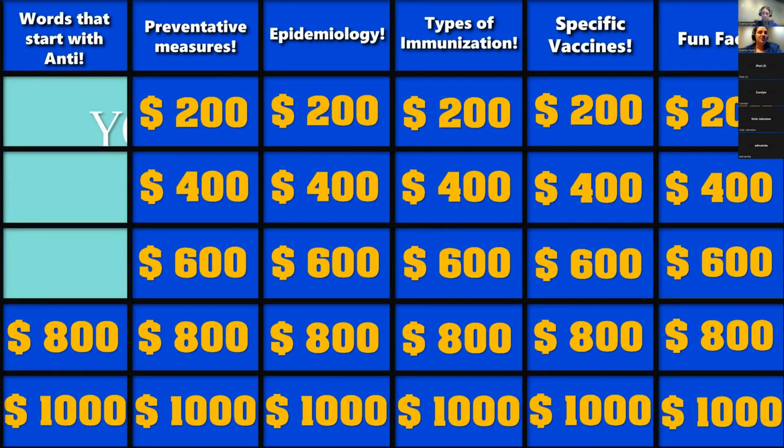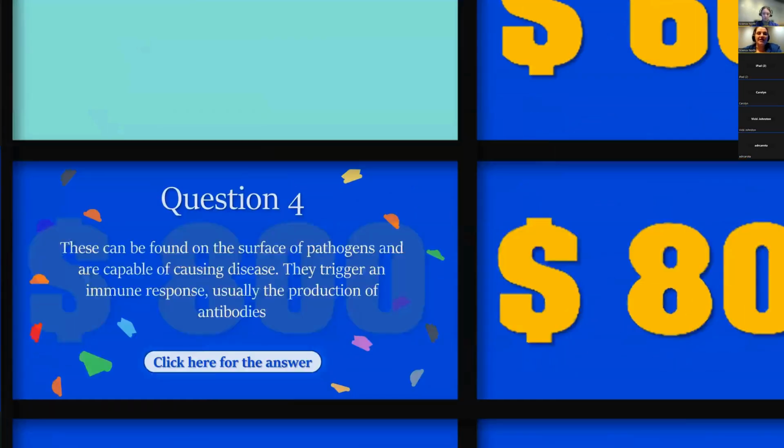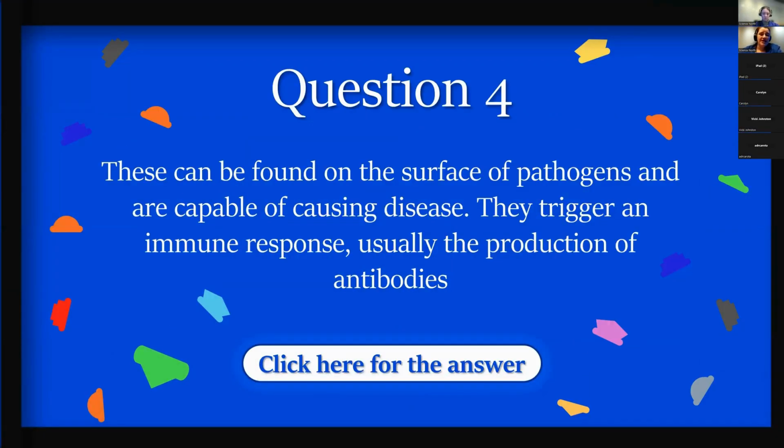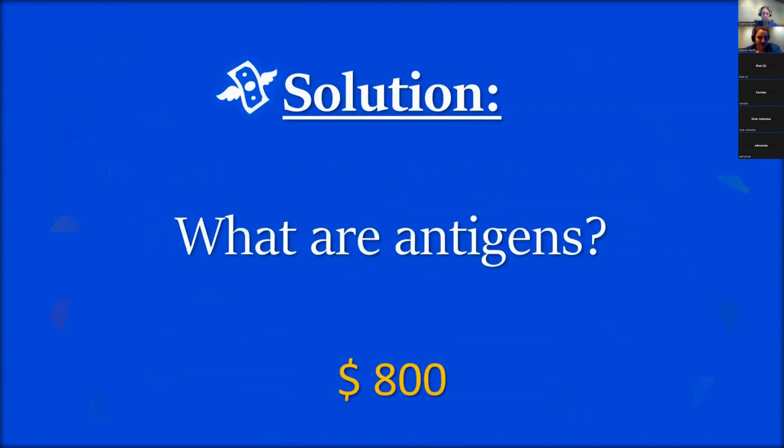All right, now on to our fourth question in the words that start with anti category. These are things that can be found on the surface of pathogens and are capable of causing disease. So they can trigger an immune response, which usually leads to the production of antibodies. So what are these things? If you answered, what are antigens? Good job. You can give yourselves $800 for that question.